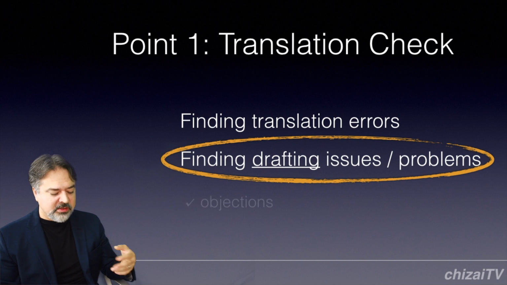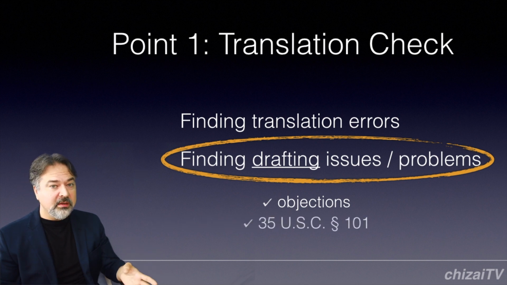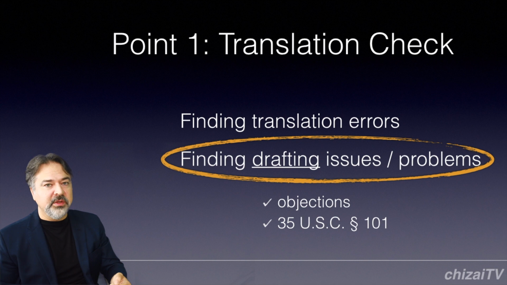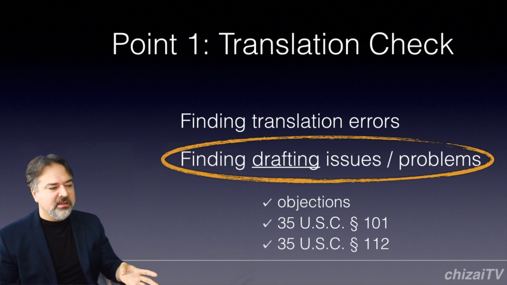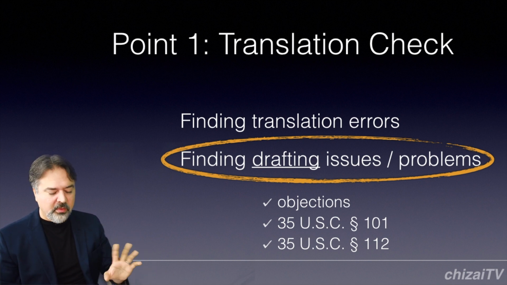The kind of problems that can arise are from objections, things like 35 USC 101 Alice type issues, and 112 issues. I'm not going to discuss 102 or 103 too much because that's a different thing. It's not so language based. But these 3 things, objections, 101 and 112, are highly language based, and they're related to the translation.